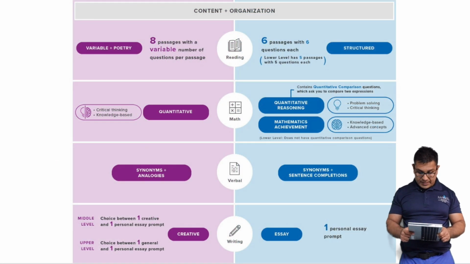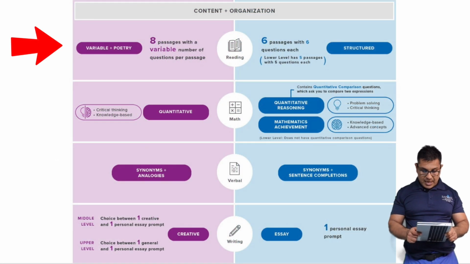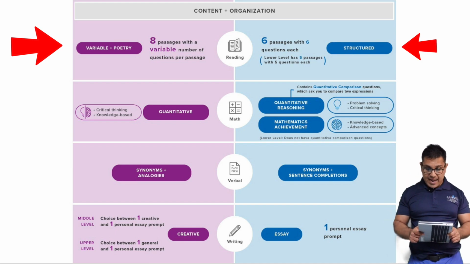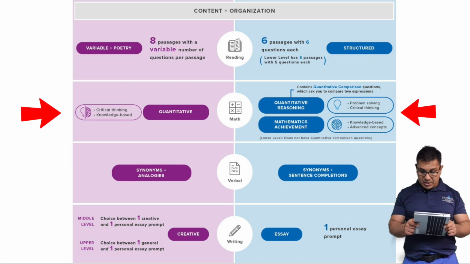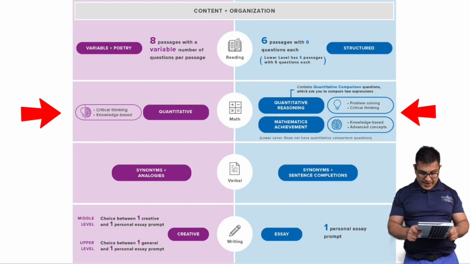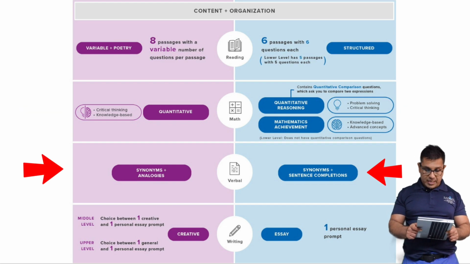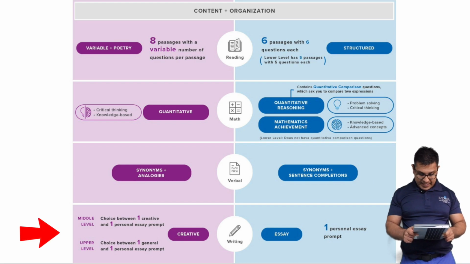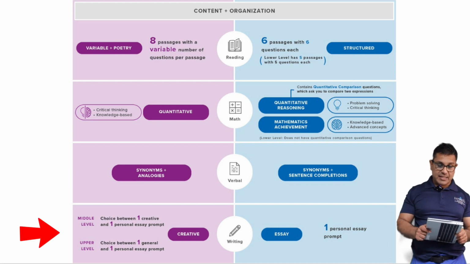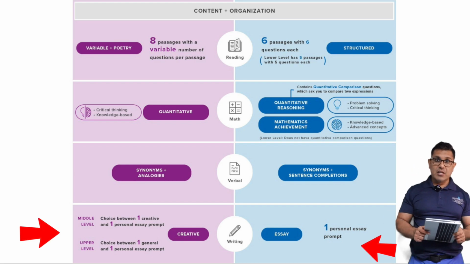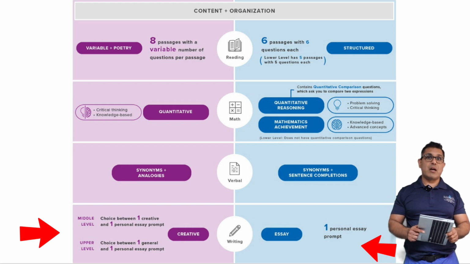Overall, on the content and organization, there's about 8 passages on the SSAT versus 6 passages on the ISEE in the reading comp. The quant section is a little bit more in depth on the ISEE, and also there are synonyms on both verbal sections on both exams. And the essay is a little bit more creatively driven on the ISEE versus the SSAT. So these are just some of the comparison and contrast samples of both exams.